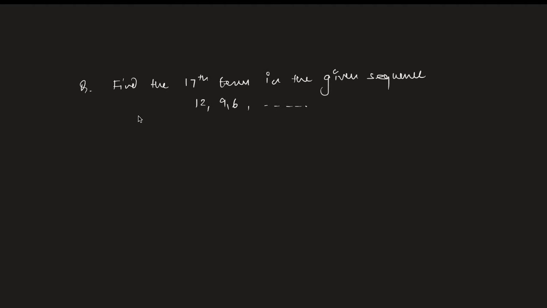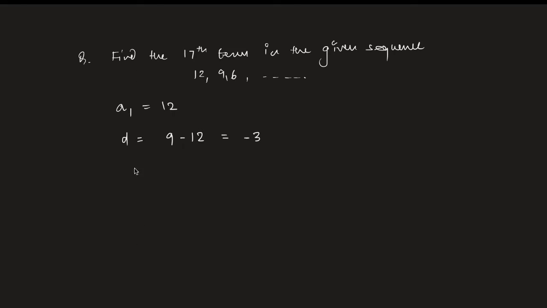So what is the question? Find the 17th term in the given sequence. First, what is the first term over here? a1, that is 12. What is the difference over here? That is the difference of two consecutive terms, which is negative 3. Now what is our formula? Any given term in the series can be given by a plus n minus 1 d. So we need to calculate the 17th term.